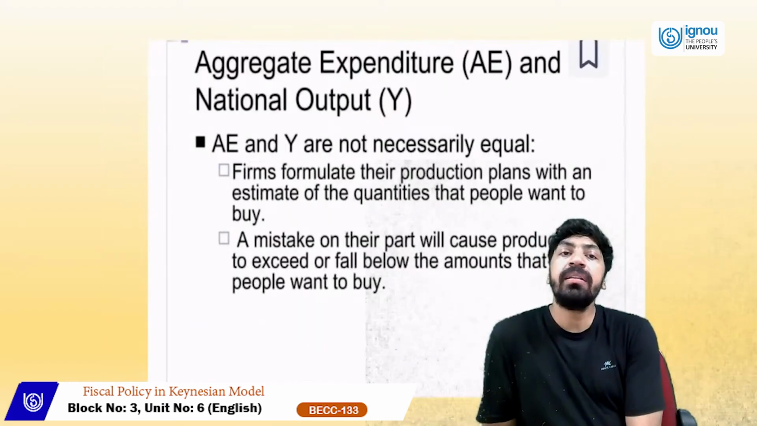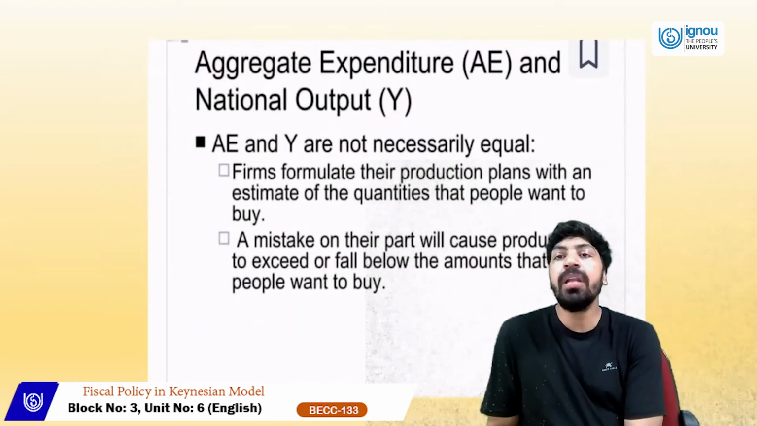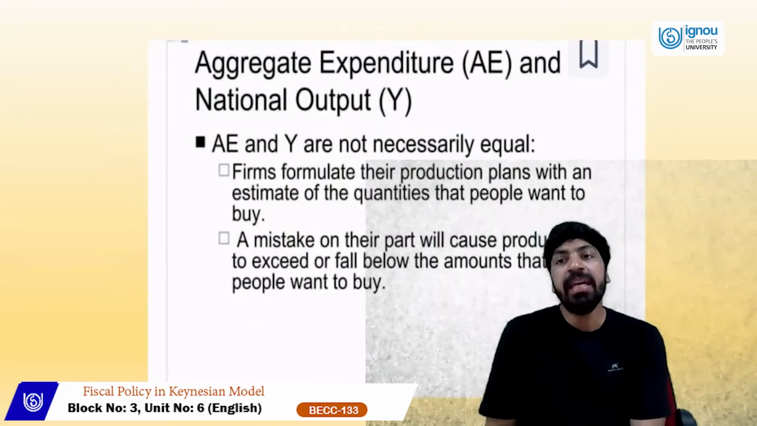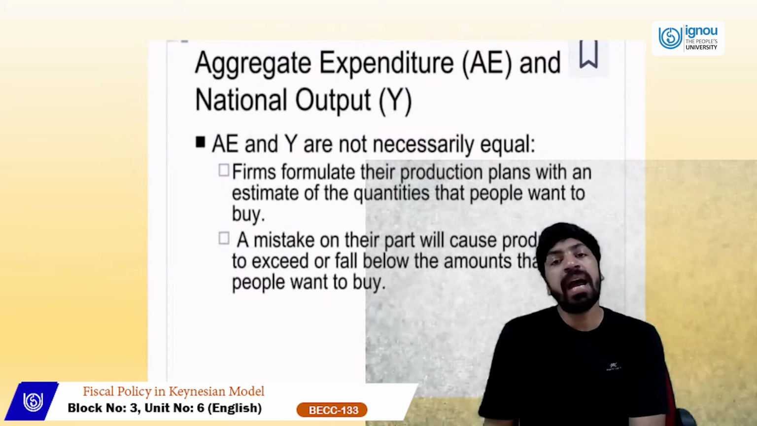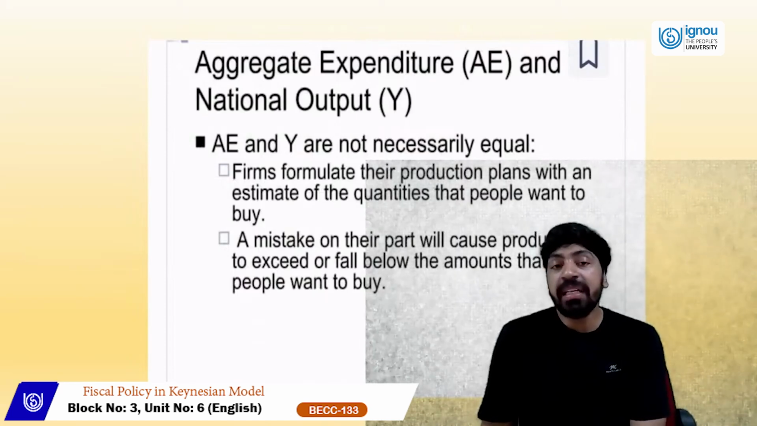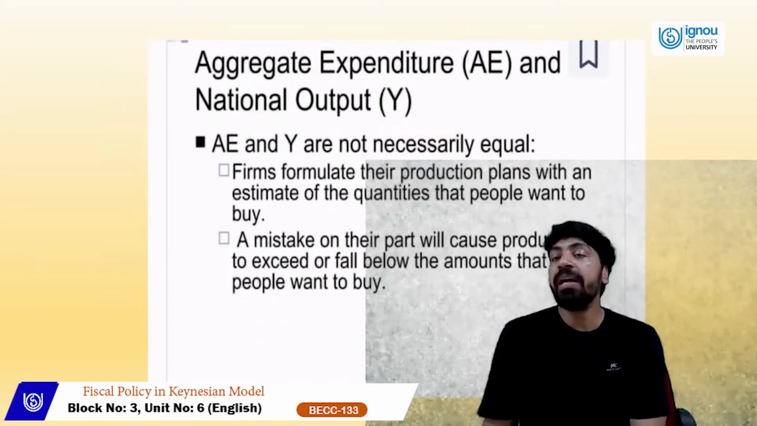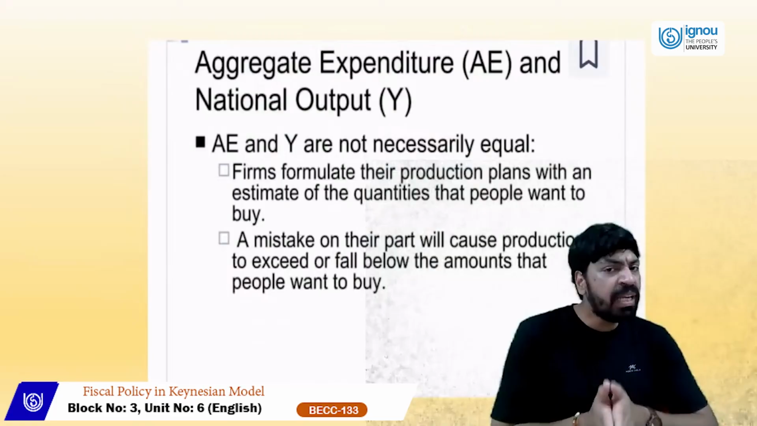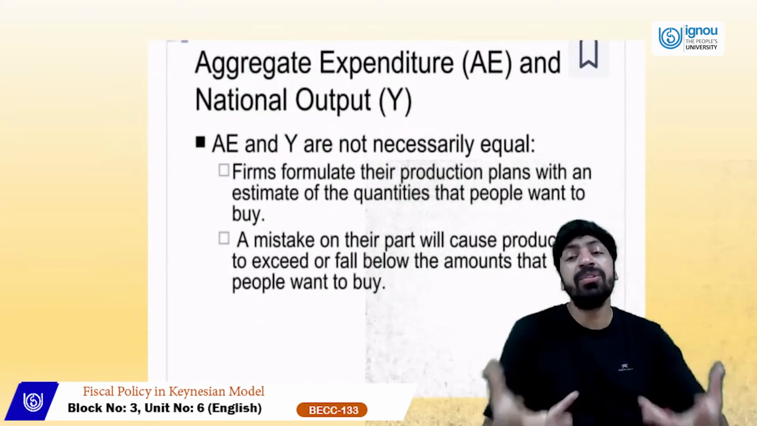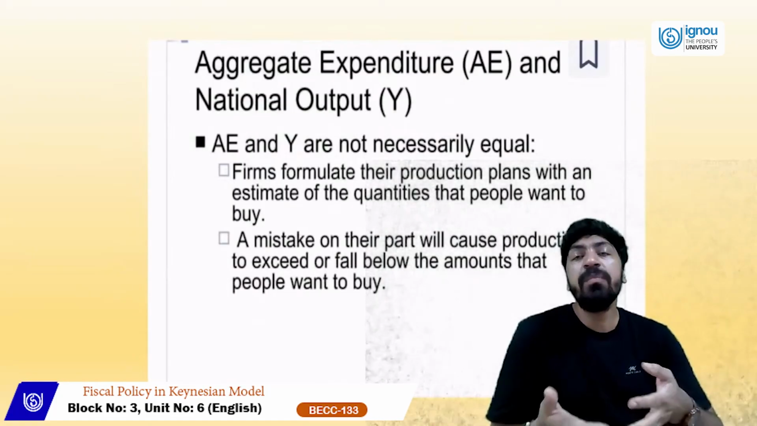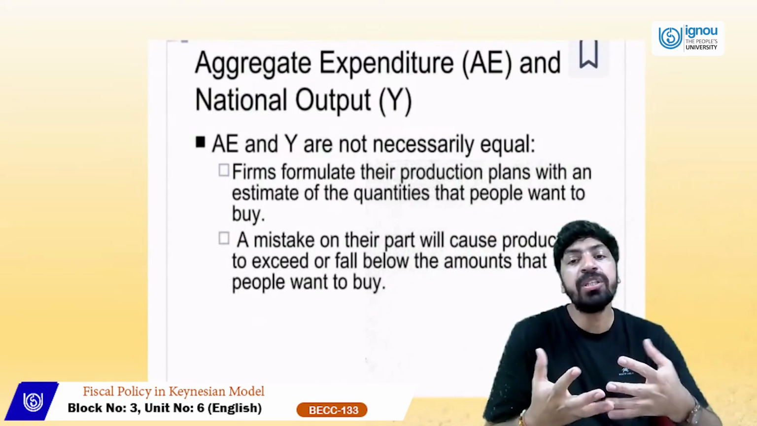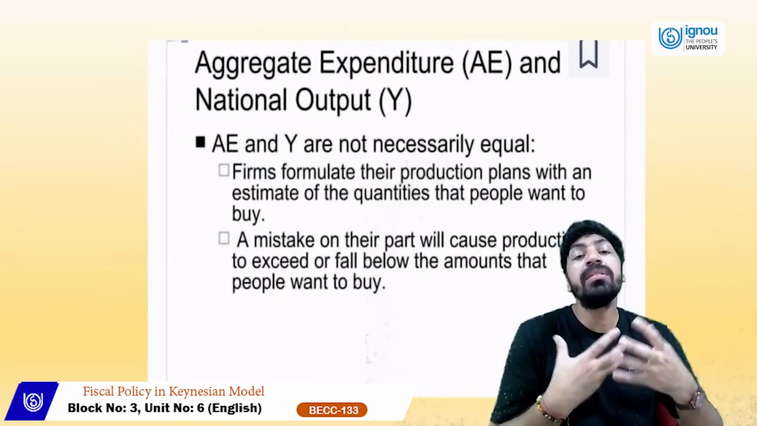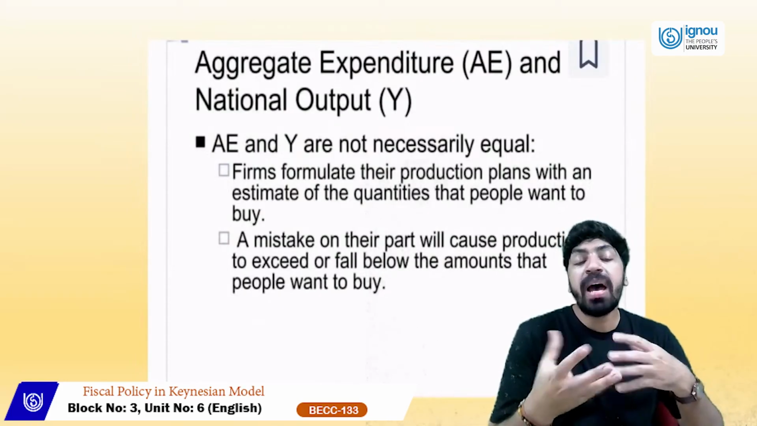The next one is aggregate expenditure and national output. Aggregate expenditure is symbolically denoted AE, and national output stands for Y. So aggregate expenditure and income are not necessarily equal. In various situations they might be equal, but it's not necessary, because it depends on the firms when they plan their production with calculations of all those quantities that consumers are willing to buy.